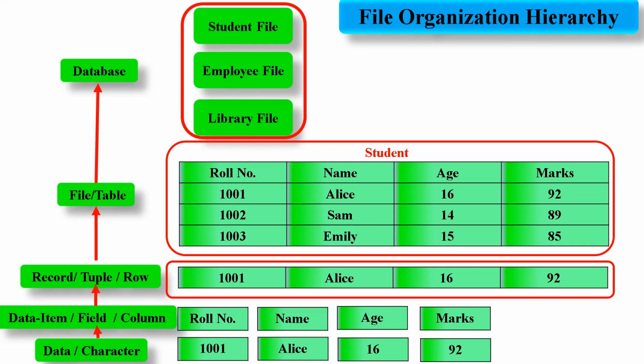Next is file or table. Student table, the complete data of all students. Finally, the database contains many different files like student file, employee file, library file, etc. Hope you have understood the file organization hierarchy.